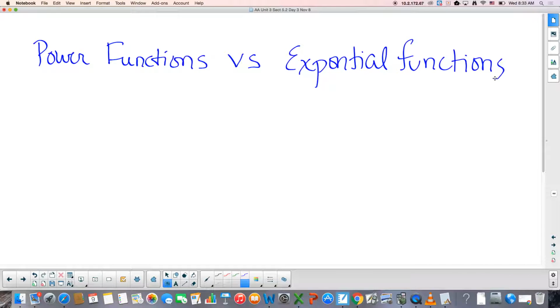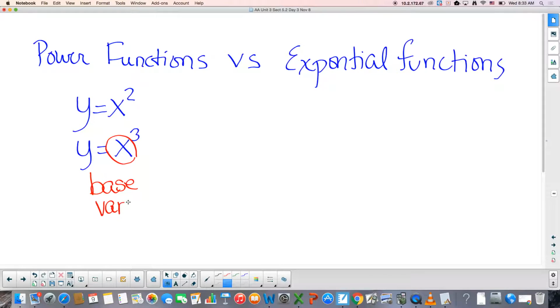Keep it simple, Mohammed. A power function is like y equals x squared or y equals x cubed. Notice that the base is a variable. But an exponential function, and I'm going to use the same letters and numbers, looks like this, and they look a lot alike. X squared versus 2 to the x.